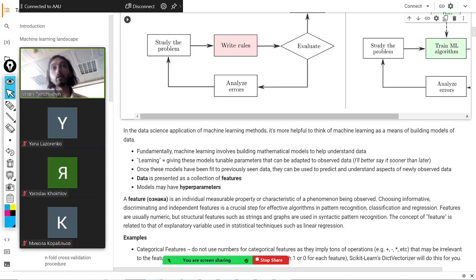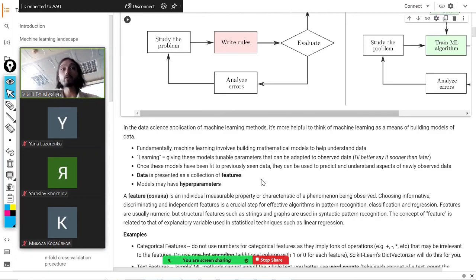What is learning? Learning in this context is basically giving this model some tunable parameters that can be adapted to the observed data. So you will take the observed data and you will somehow find these parameters. How would you find it? Depends on the machine learning method we will talk about.